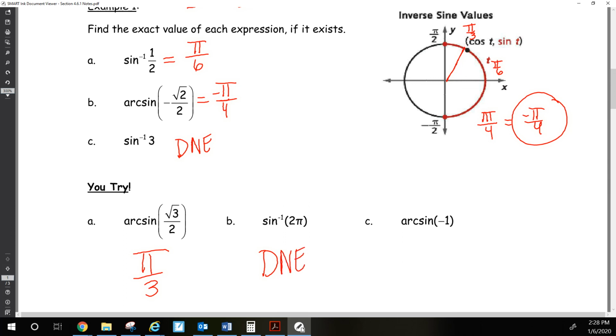And then finally, for C, arcsine of -1. Where on my unit circle is my y value -1? My y value is -1 down here at -pi over 2.